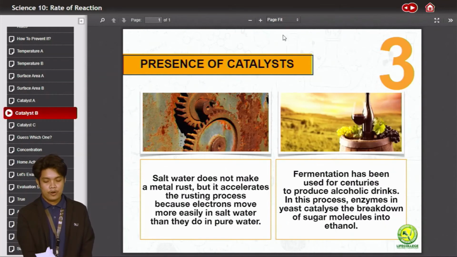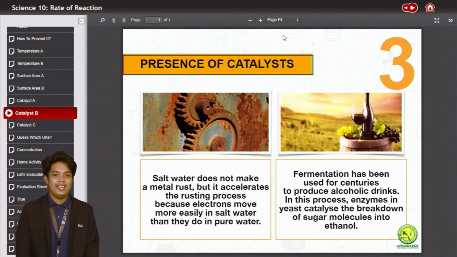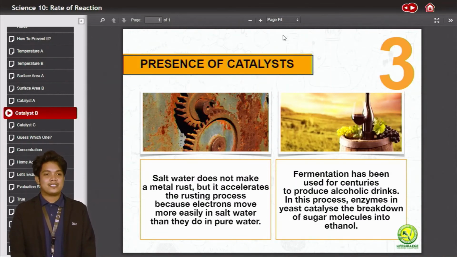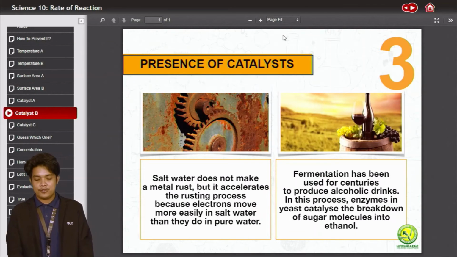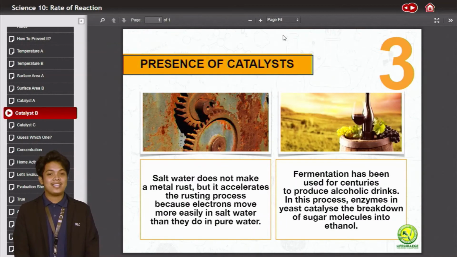One example is salt water on iron. Salt water does not make a metal rust, but it accelerates the rusting process, because electrons move more easily in salt water than they do in pure water. Very interesting. Another one is yeast in fermentation. Fermentation has been used for centuries to produce alcoholic drinks. In this process, enzymes in yeast catalyze the breakdown of sugar molecules into ethanol.